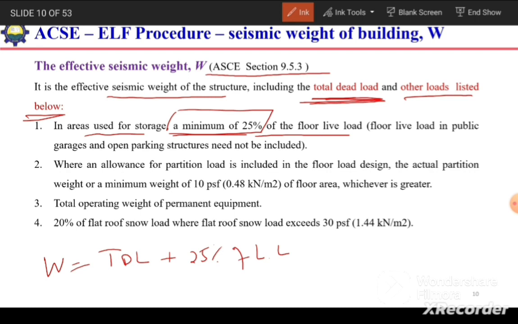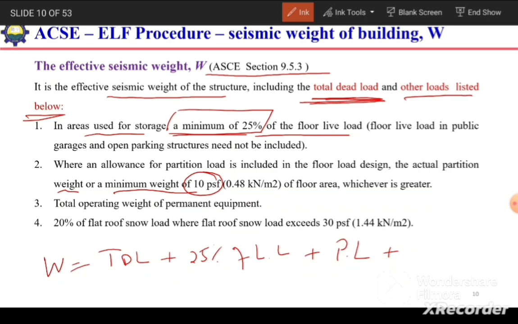Where an allowance for partition load is included in the floor load design, the actual partition weight or the minimum weight of 10 pounds per square feet needs to be considered. So we also need to consider the load of partition. If the actual load of partition is known, then we can take the actual load. Otherwise, we can consider this minimum value of 10 pounds per square feet.